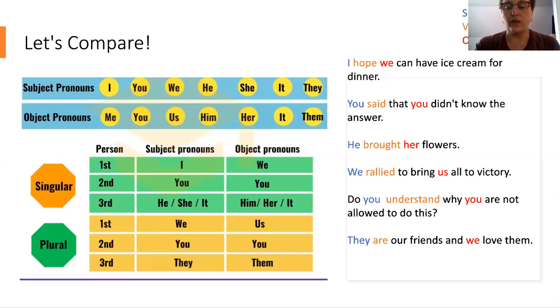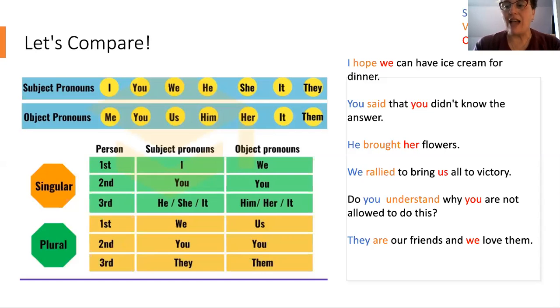So let's look over some examples. I hope we can have ice cream for dinner. So I would be the subject pronoun, hope is the verb, and we is the object pronoun. You notice that the subject pronoun is occurring before the verb, and the object pronoun is occurring after the verb.